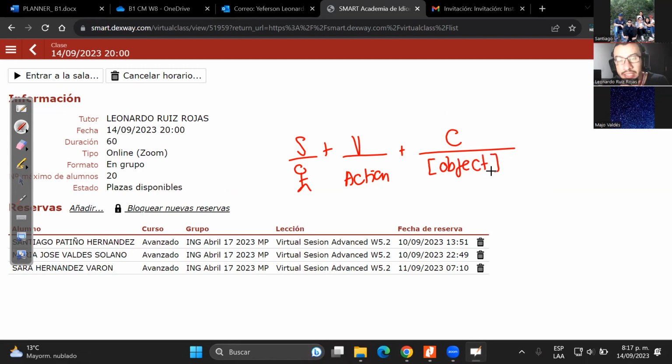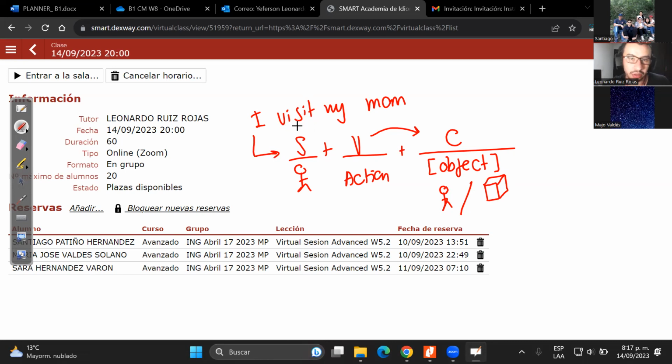The object is going to be a person or an object, right? It's also possible for an object to receive the action that we are talking about. For example, when I say, "I visit my mom," of course, I am the subject because I am the person doing the action of visit. Who is the person receiving the visit? My mom. So my mom, in that case, is the object, right?